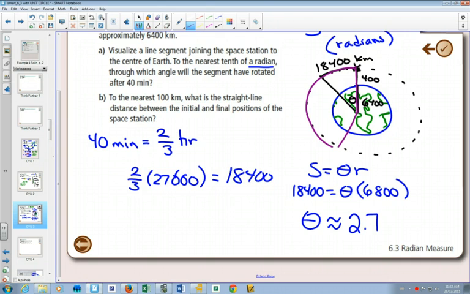And in part B, to nearest 100 kilometers, what is the straight line distance between the initial and final positions of the space station? So now that we've drawn it accurately, we want to find out how far it is from here to here.